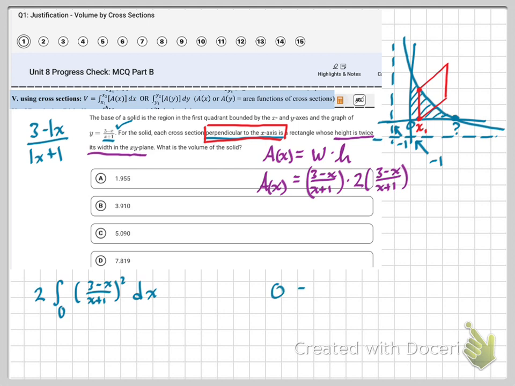And so in order to find that, I'm going to take the curve and set it equal to 0 to find my x-intercept. We don't need the denominator. We multiply both sides by x plus 1 and it goes away. And then I solve for x and I get 3. And so our x-intercept is 3, which means our lower and upper bound is 0 and 3.